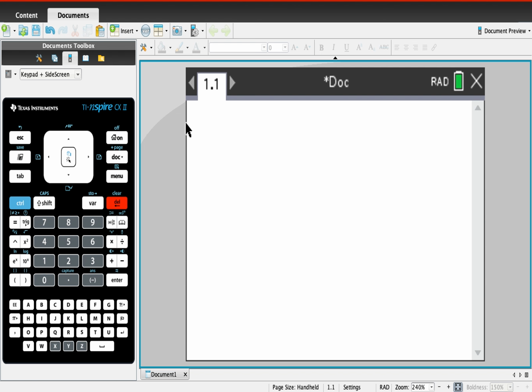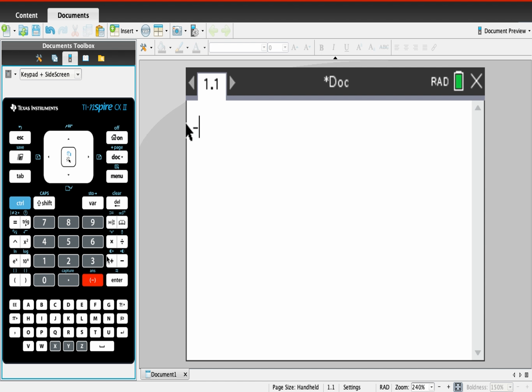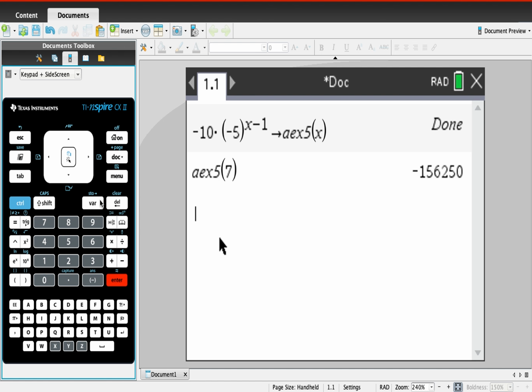All right. So first thing I'm going to do is type in that equation: -10 multiplied by -5 to the power of x minus 1. And I'm going to store that, control store, as example 5 of x. Okay, so now I've stored my equation. Now I'm going to ask it whenever n is equal to 7: example 5 of 7. And it's going to spit back an answer. There it is, negative 156,250.